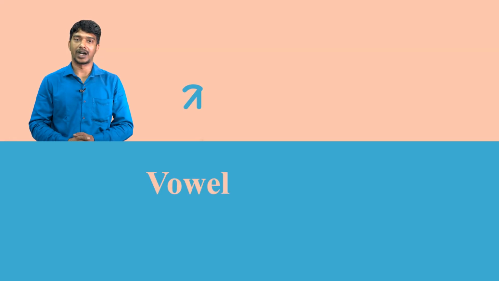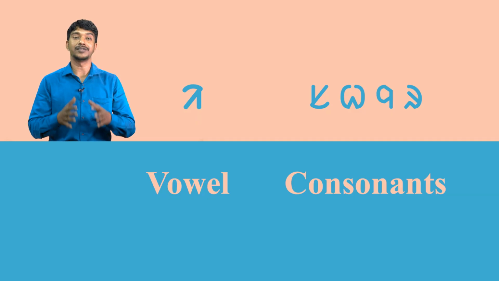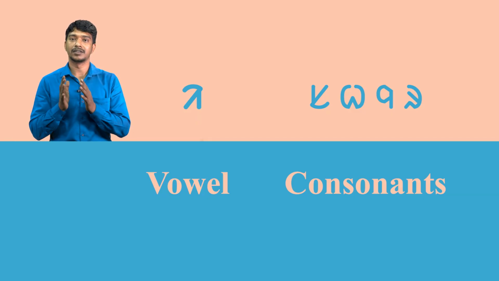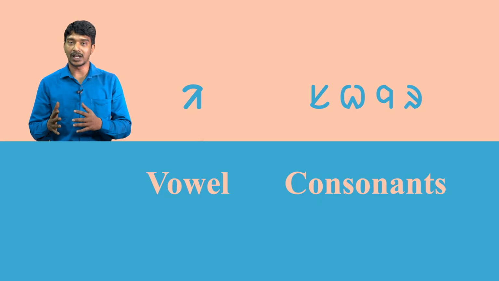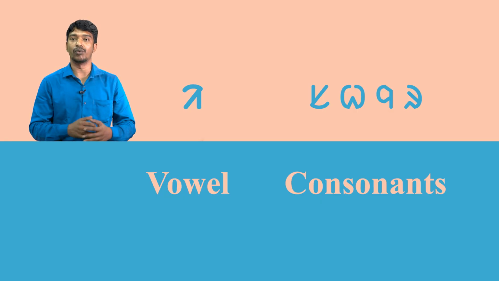Everyone. In today's class, we will discuss the third set of Santali alphabets. Series E. E is a vowel. The others are consonants. This is the third set of the Santali alphabet. Let's take a closer look at each of them one by one.